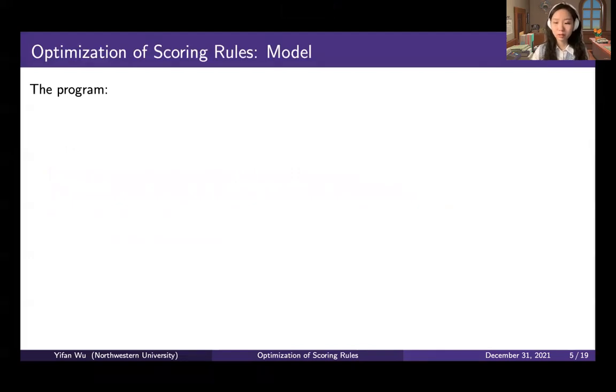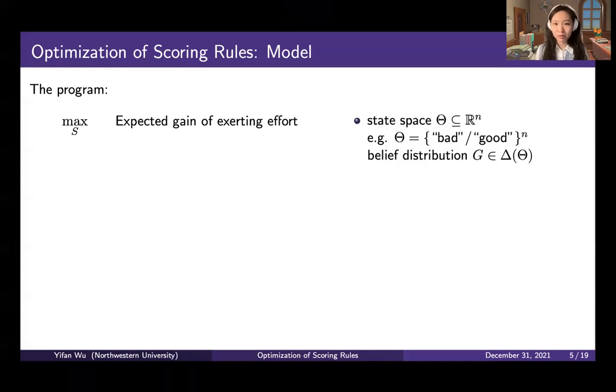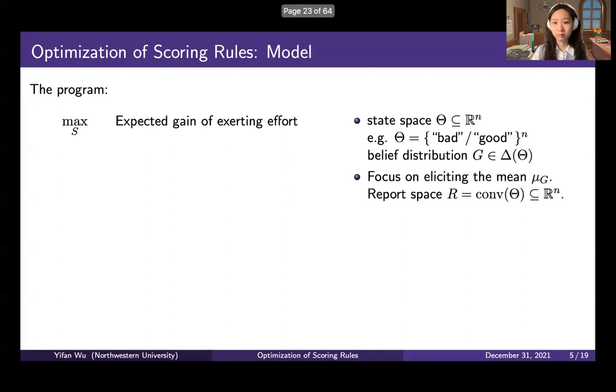Here's the model of our problem. So our problem is written as maximizing the expected gain in score of exerting effort. In our model, there is a state space theta, which is an n-dimensional real-valued space. For example, theta may be n-dimensional space over bad and good, or equivalently 0 and 1. And the agent has a belief distribution G, which is a distribution over the state space. We focus on eliciting the marginal mean of the agent's belief distribution, let it be mu of G. The report space is hence R, which is the convex hull of the state space, which is also an n-dimensional real-valued space.